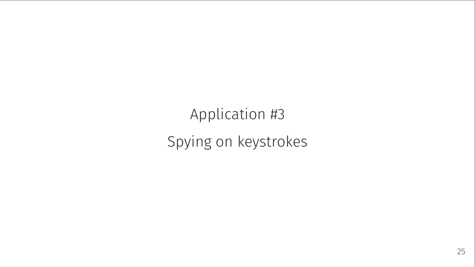The last application we wanted to show you is how we can spy on keystrokes. For that, we will use Flush+Reload because it's a really fine-grained attack. We can see very precisely which cache line has been accessed. And a cache line is only 64 bytes, so it's really not a lot. We're going to use that to spy on keystrokes. And we even have a small demo for you.